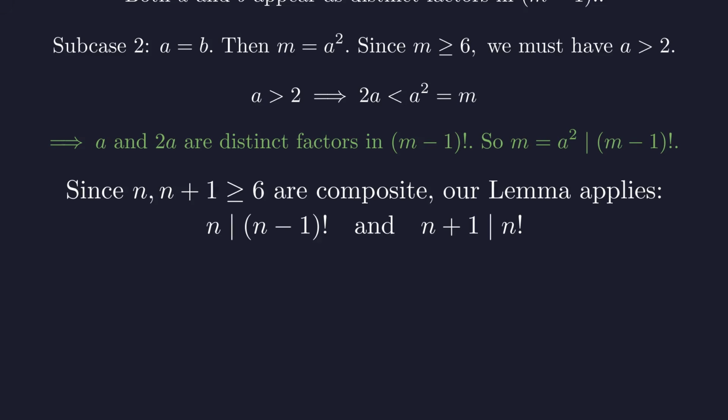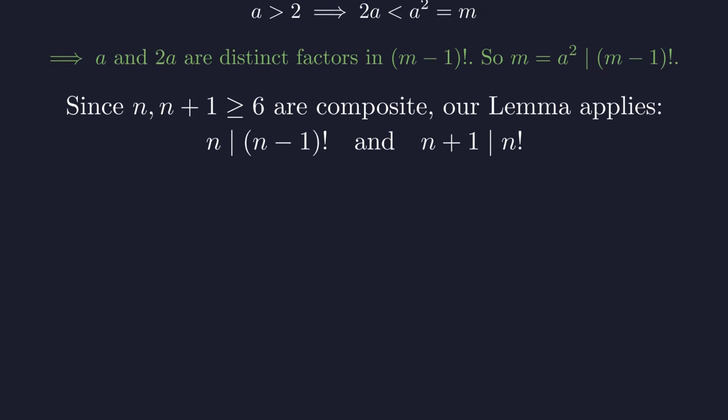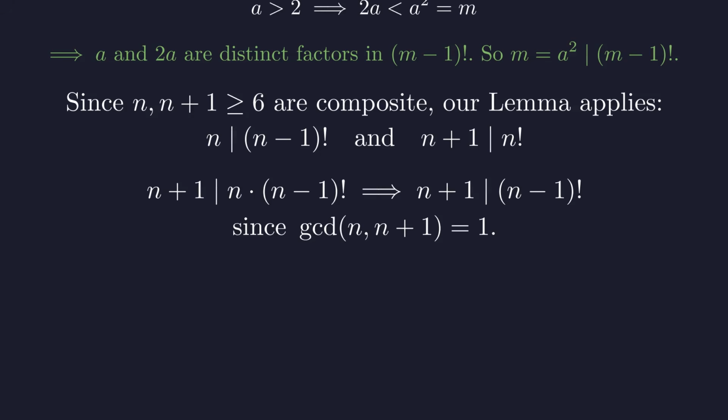So if both n and n plus 1 are composite and at least 6, our lemma tells us that n divides (n minus 1)!, and n plus 1 divides n!. Now, we need n plus 1 to divide (n minus 1)! too. Here's where a classic number theory trick comes in handy. Since consecutive integers are always coprime, they share no common factors. If n plus 1 divides the product n times (n minus 1)!, it must divide (n minus 1)! itself.